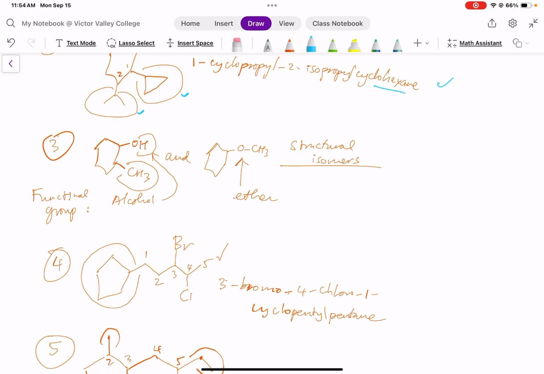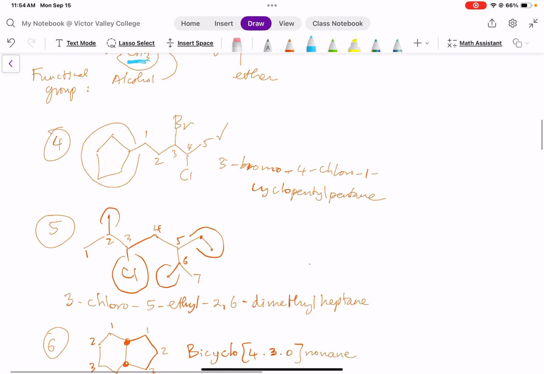Identify functional group. We got alcohol, we got ether, and for these 2, if you notice, the methyl has swapped places with the hydrogens. Okay, so that involved breaking and forming new bonds, so they are structural isomers.